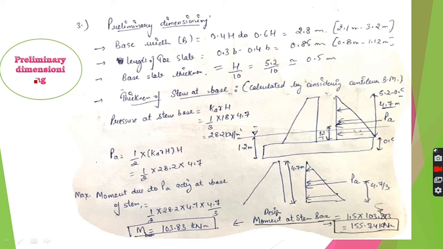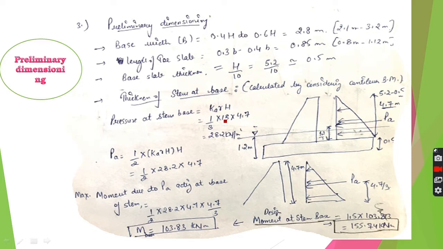Now the third step is the preliminary dimensioning. Base width is 0.4h to 0.6h. So here we get 2.1 meter to 3.2 meter. H is 5.2 meter. We calculate this range and assume any value in between that. Similarly, we calculate length of toe slab, base slab thickness h by 10. Now thickness of stem at base, as I mentioned earlier, we do not assume it but calculate it by considering cantilever bending moment. So pressure at stem base is Ka into gamma h.